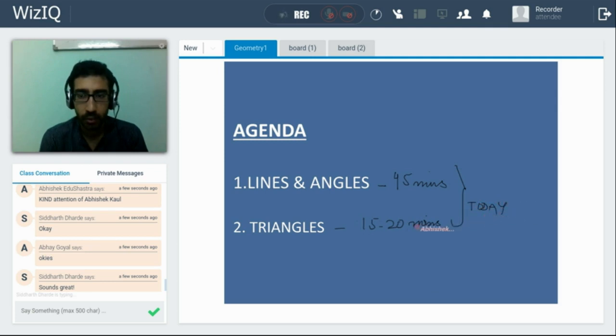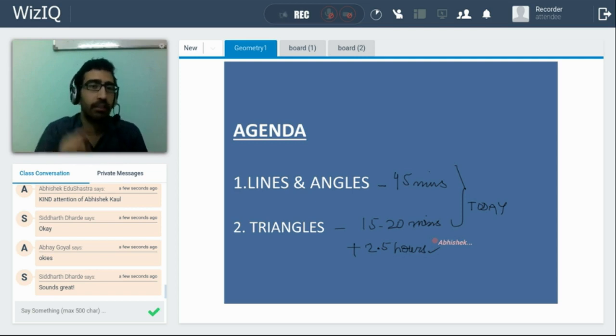But triangles is going to continue for at least another 2.5 hours. Triangles is a very big topic, a huge topic. So after today, you're going to have an hour of triangles tomorrow, and at least another hour and a half the following week. And we are going to build, and I may ask you to do some reading on your own as well.